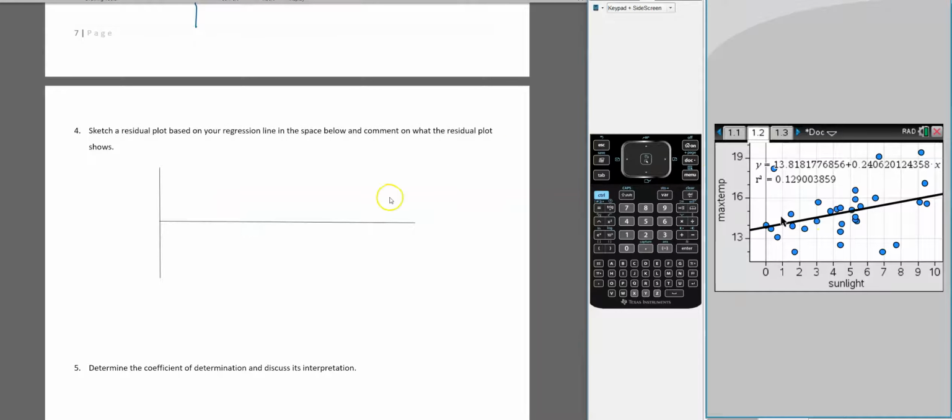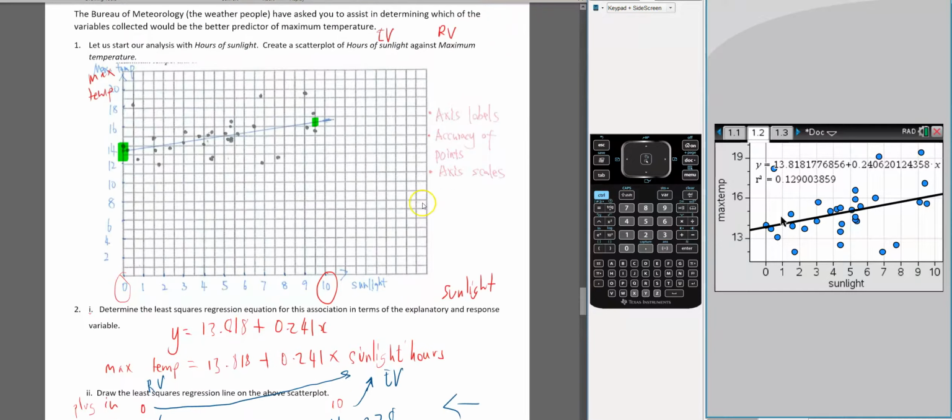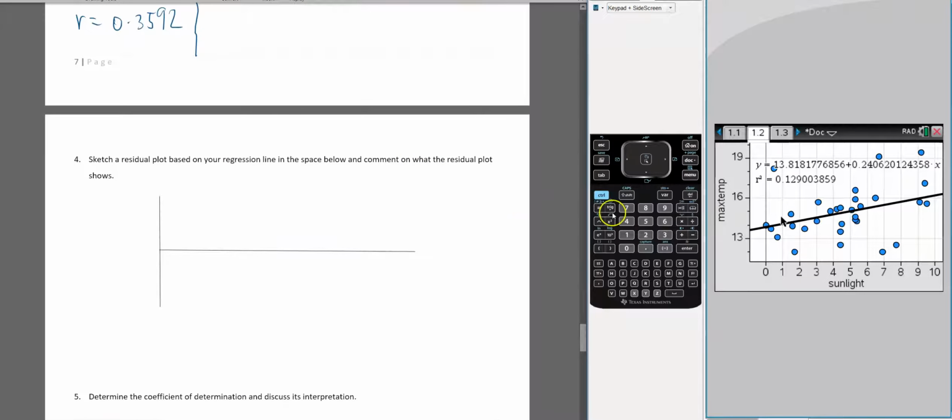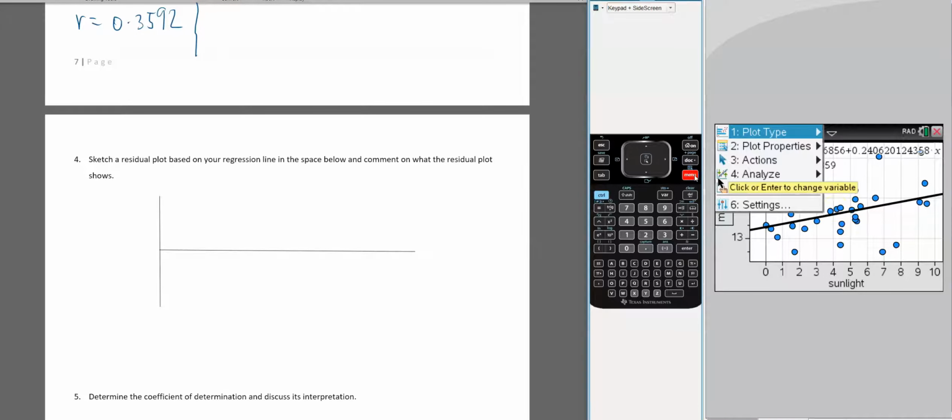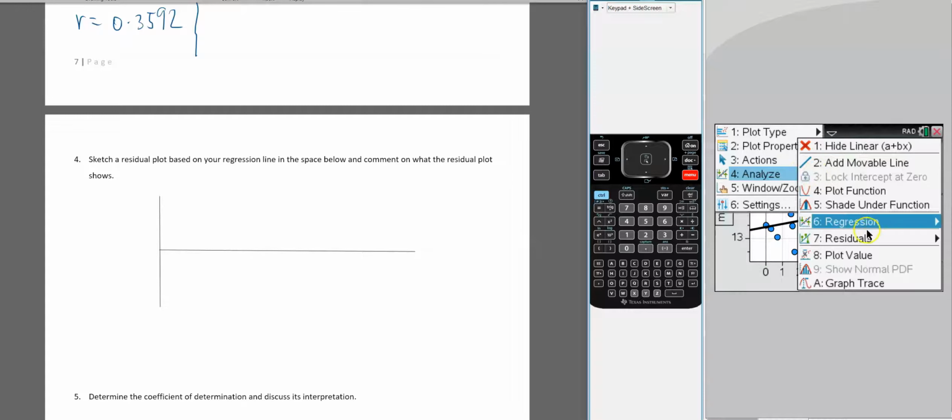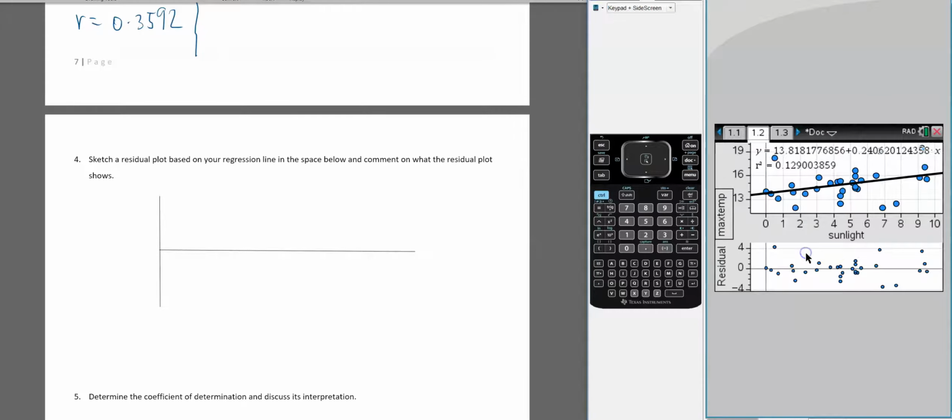So we need to go back to our graph here, and we need to find how we can turn this graph into a residual plot. To turn this into a residual plot: menu, analyze, residuals, and show residual plot. This is what you need to plot down.